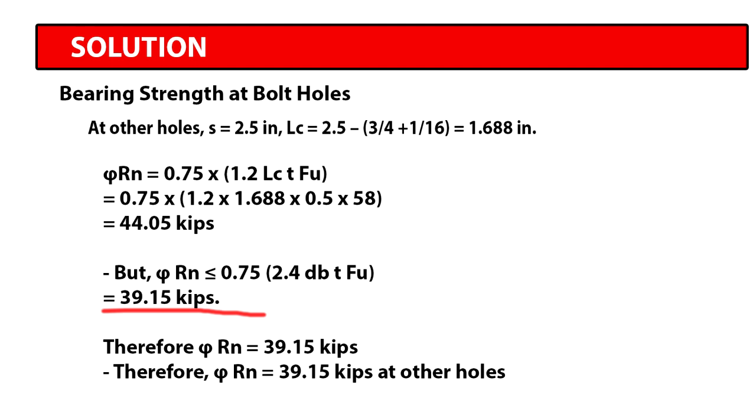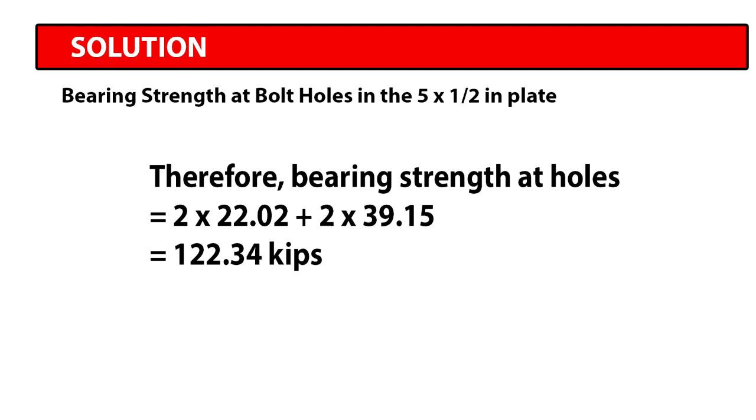Then go back to the process Phi times R sub n for the lower limit and the upper limit. So we get the values 44.05 and 39.15. So choose the lesser value, which is 39.15 kips. So therefore, our Phi times R sub n is 39.15 kips at other holes. So therefore, the bearing strength at bolt holes is equal to 2 times 22.02 plus 2 times 39.15. So total of 122.34 kips.